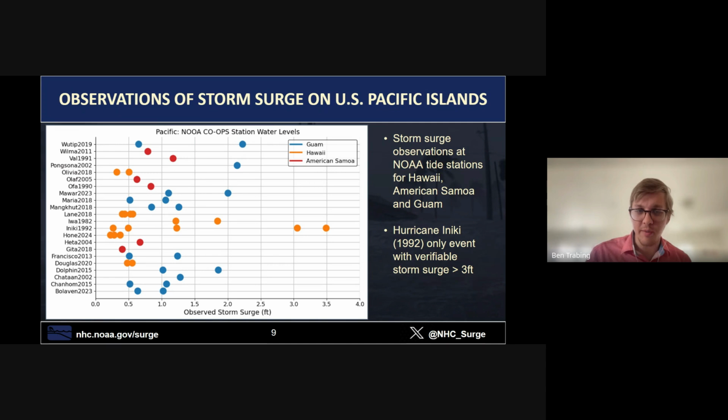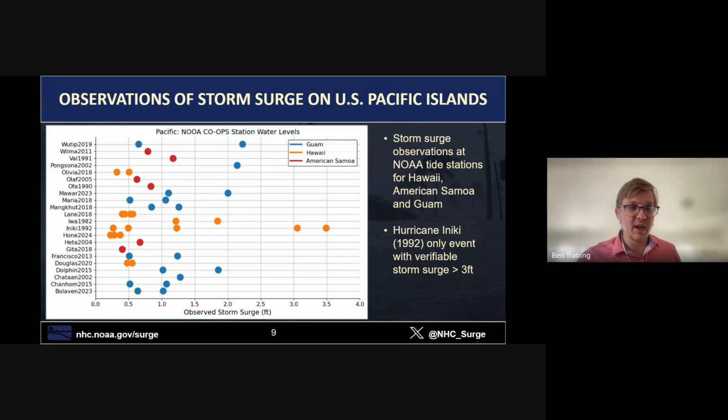And really the only storm that we had, for instance, for Hawaii, with water levels observed at one of these NOAA tide stations above 3 feet was Hurricane Iniki back in 1992. That was the last major hurricane to impact the Central Pacific, to impact Hawaii and make landfall there. And for Guam, there's a couple of other cases. So Mawar from 2023 was on here, 2 feet of surge. But we're going to be mostly focused on Guam and American Samoa in the later update.